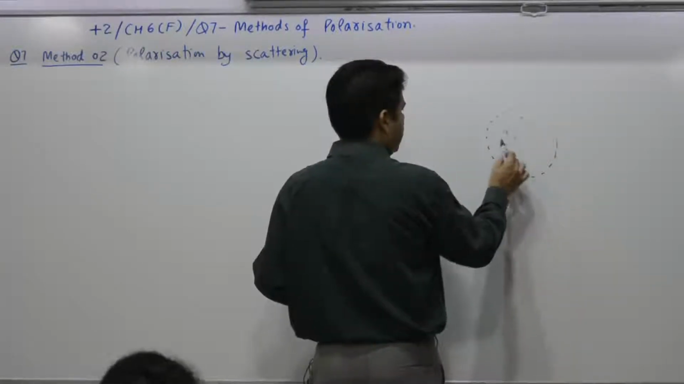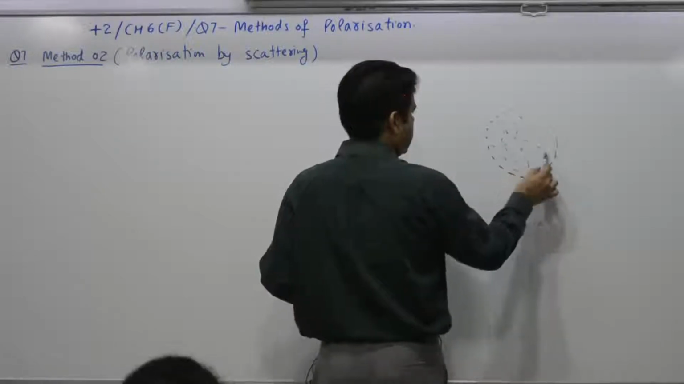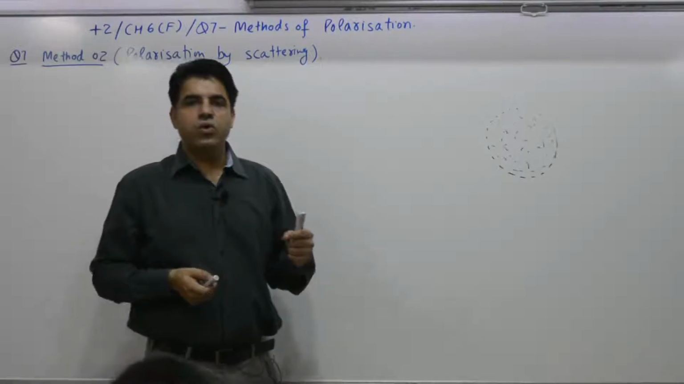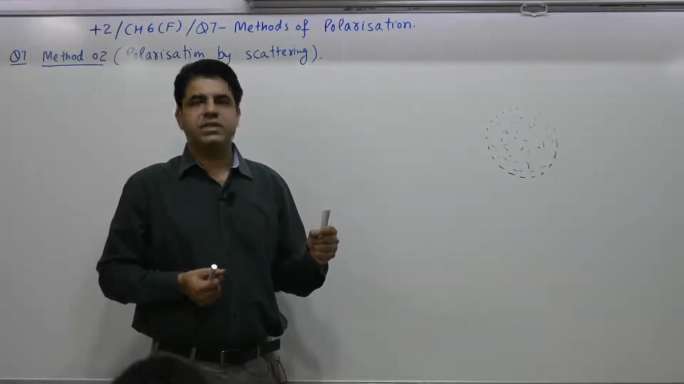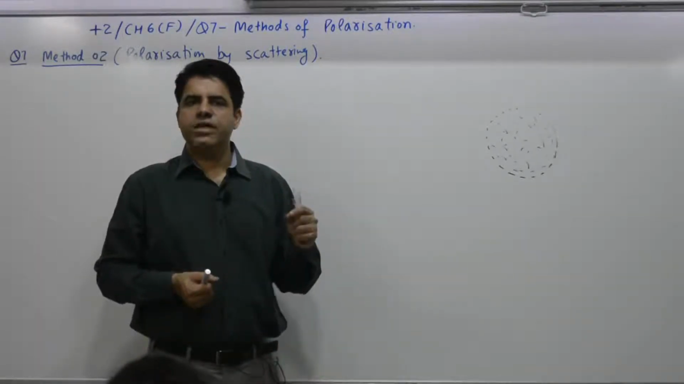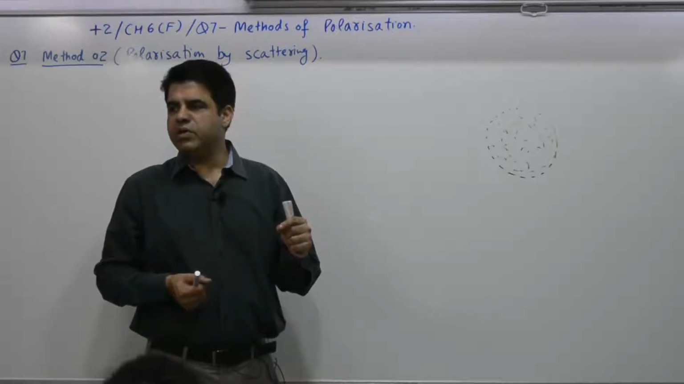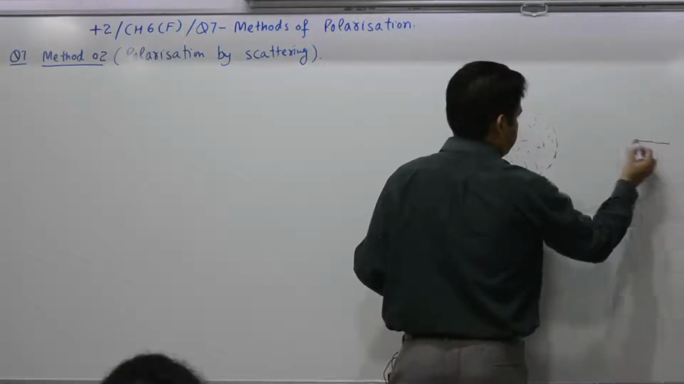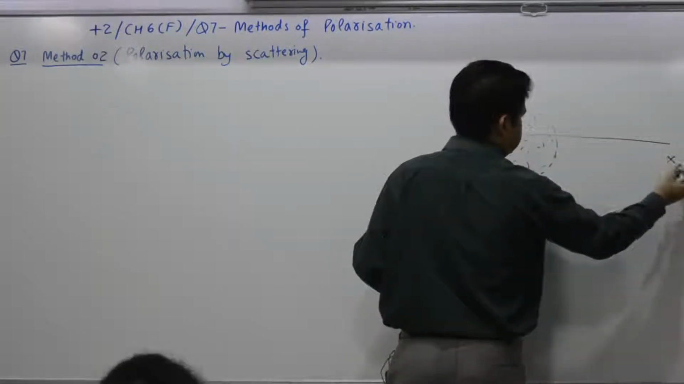A cloud, space, some material with particles comparable to the wavelength of light. Dust, very fine dust particles comparable to the wavelength of light. Light is coming from which direction? Question number 1. From the x-axis.